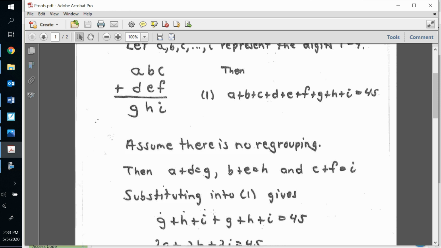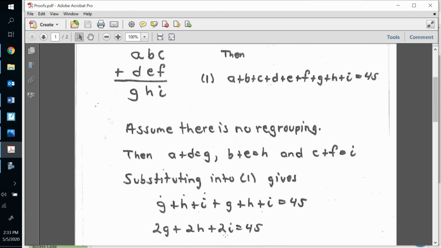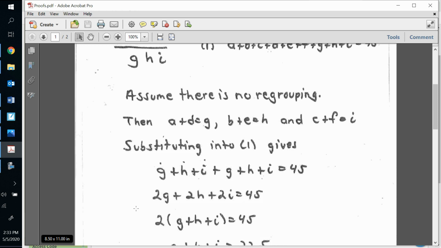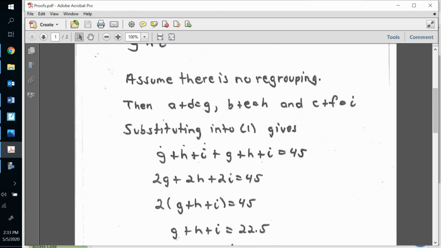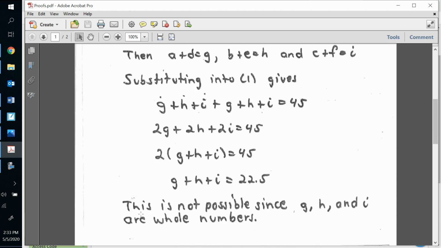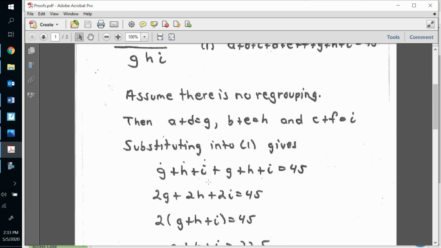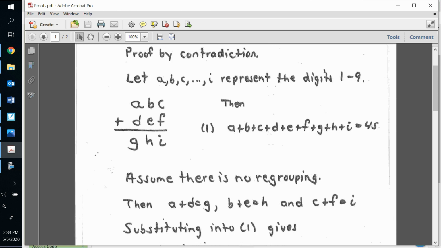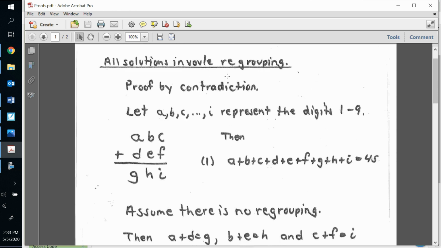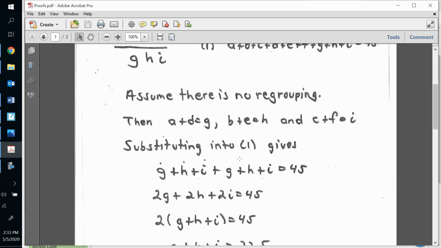Well, notice now you have two of each of those. So 2G plus 2H plus 2I is 45. Pull out a 2 and divide. Well, that's telling us that G plus H plus I has to equal 22.5. Well, each of those digits were integers, so you can't possibly add them up and get a non-integer value. So that's not possible because they should have been whole numbers. Therefore, what we assumed must be false, that there's no regrouping, meaning there must be a regrouping. Right? So we just showed that there has to be at least one regrouping.